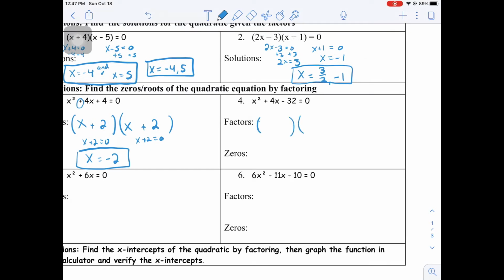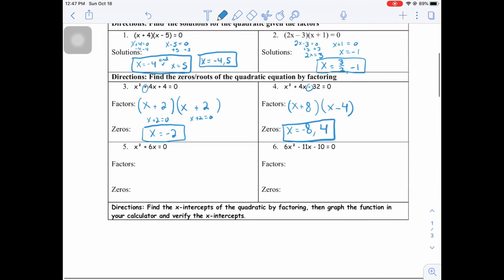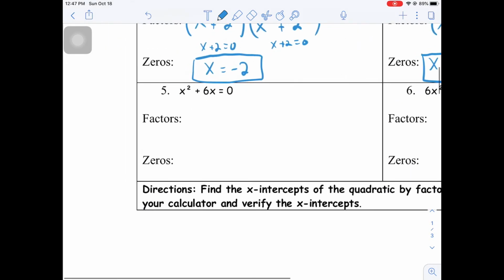For this next one, we have factors. A is 1, so it's x and x. Negative, so it's plus and minus. It looks like positive 8, negative 4. So then our zeros would be x equals negative 8 and positive 4. Okay, so hopefully it starts going faster as you see the factors.